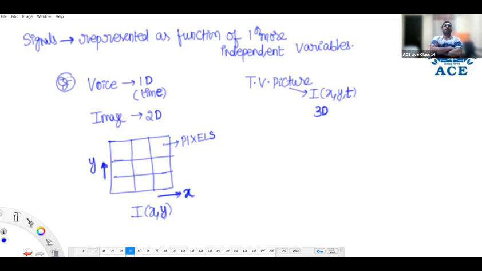Suppose you want to measure temperature in a locality, sir. If you want to measure the temperature in a particular area, we need four dimensions because we have to take the 3D space XYZ as well as the time at which you want to measure it. So like that, signal is multi-dimensional. We can take a minimum of one or more than one independent variable.